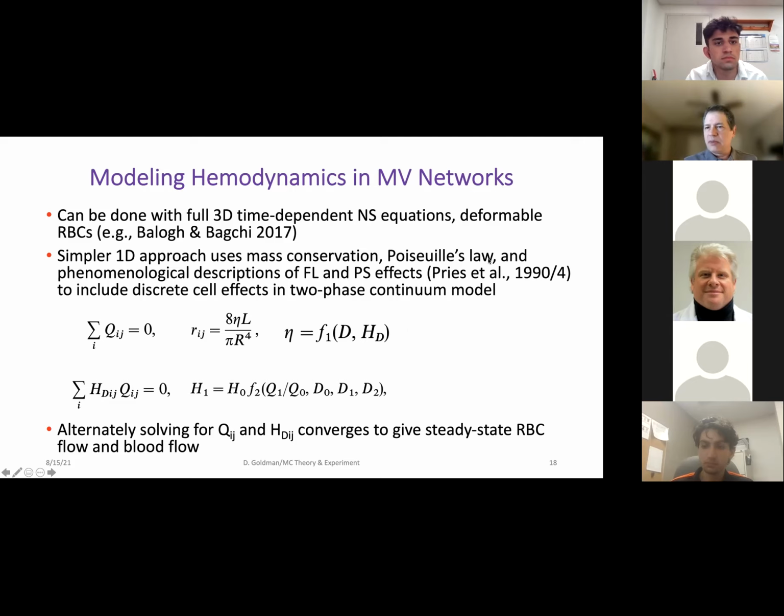This model was eventually put together by Pries, Secomb, and coworkers in the 90s. There have been a few updates, but it's mostly the same as it was. So that's the flow model that I mostly use. We can make it time dependent if we want. I'm not going to talk about that here.